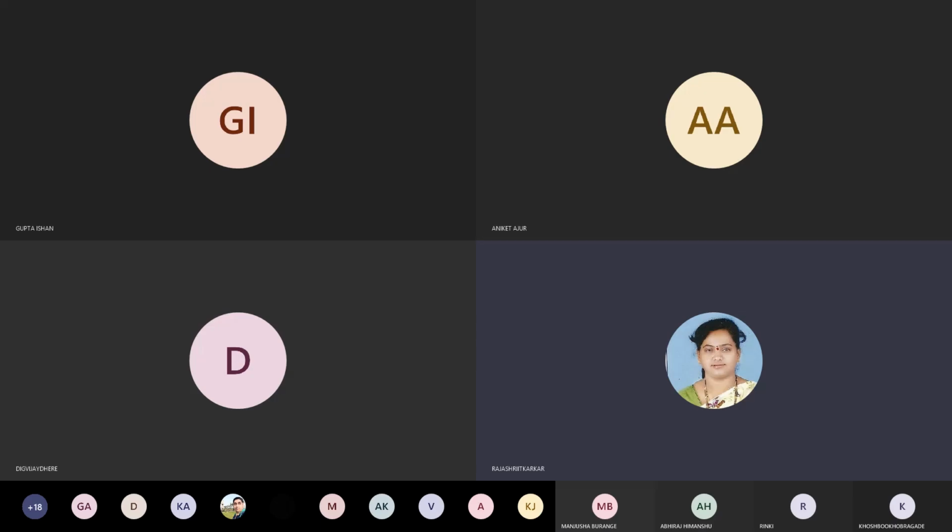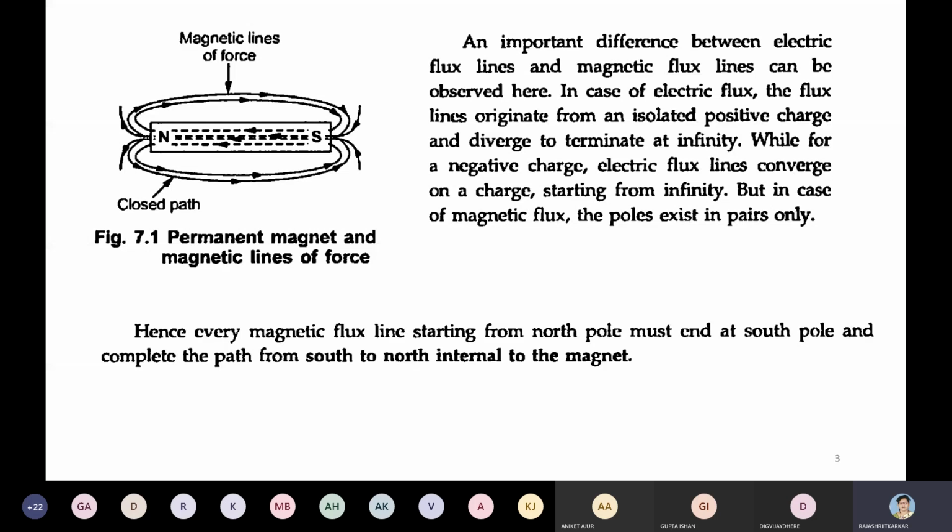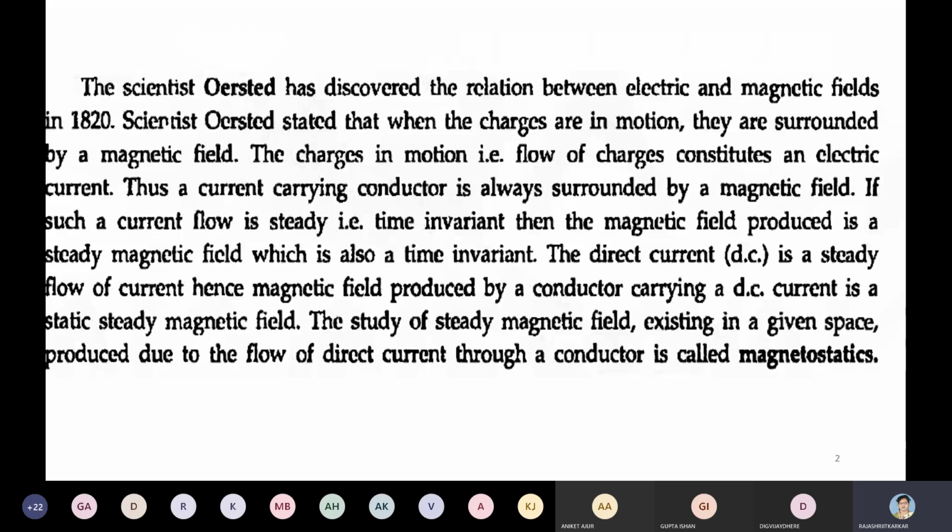Okay. So we are in the third unit, which is magnetostatics. We had discussed the fundamentals related to magnetostatics, but we'll still have a revision of the same. We know that when there is a charge in motion, there is going to be a flow of current which is going to take place.